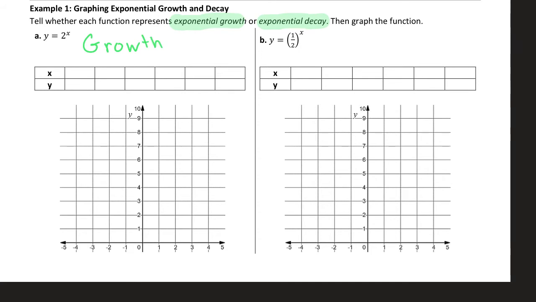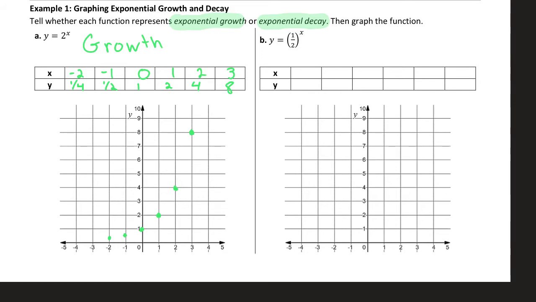I'm just going to choose inputs of -2, -1, 0, 1, 2, 3. 2 to the -2 power is 1/4. 2 to the -1 is 1/2. 2 to the 0 power is 1. 2 to the first power is 2. 2 to the second power is 4. And 2 to the third power is 8. So this is how our function will look if we graph it. We could graph more points if we wanted, but this just gives us a general idea of what this graph looks like.